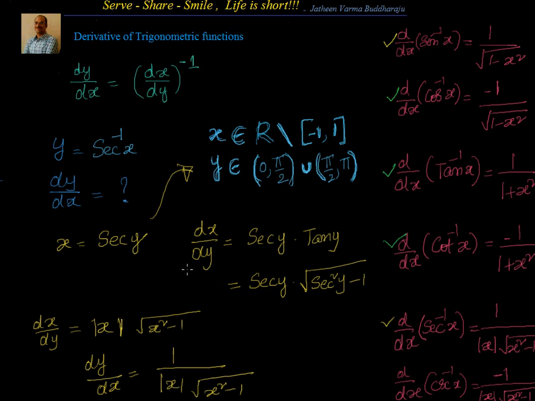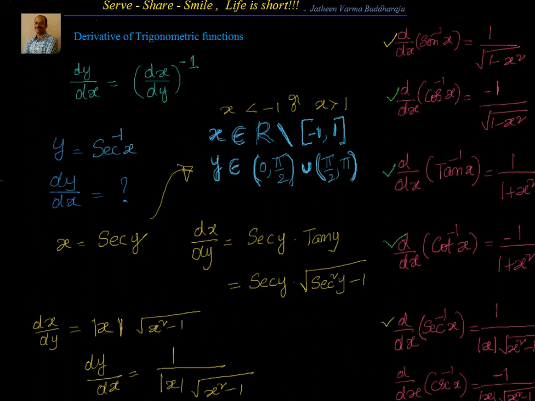Now dx by dy: we know the secant x derivative is secant x tan x, but tan x is square root of secant square x minus 1, so I get secant y into square root of secant square y minus 1, or x into root of x square minus 1. x can be negative or positive because it is the real numbers other than minus 1 to 1. So x can be less than minus 1 or greater than 1. So there are two options. If it is positive or negative, we take both values into account by taking mod of x. So dy by dx is 1 by mod of x into square root of x square minus 1.